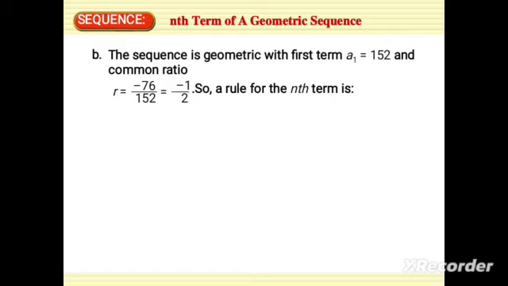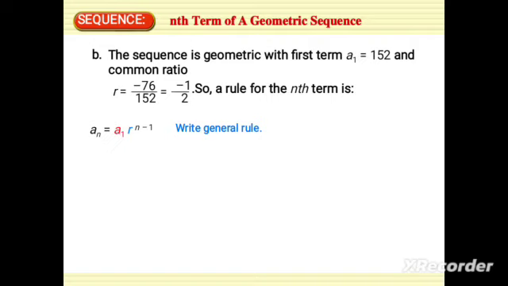On part B, the sequence is geometric with the first term 152, and the common ratio is -75 over 152, and that is -1/2. And you need to prove if it's common all through the sequence. It's very important. So the general rule for the nth term of a geometric sequence is a r raised to n minus 1.